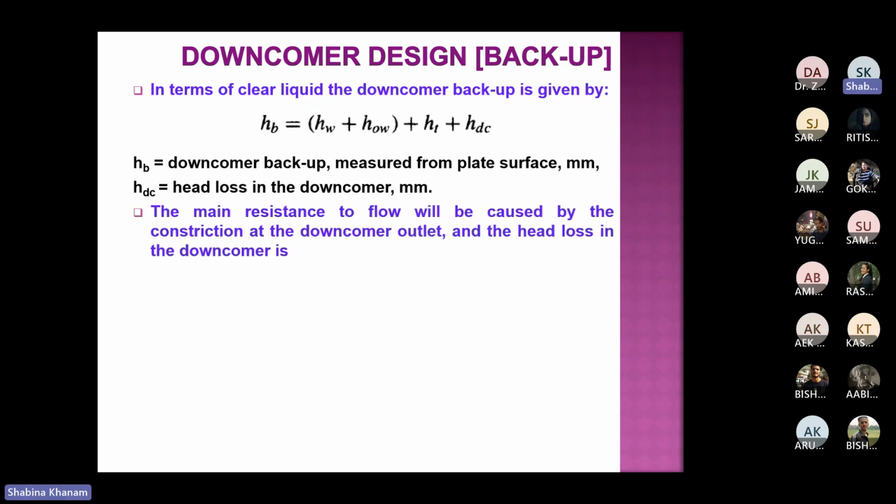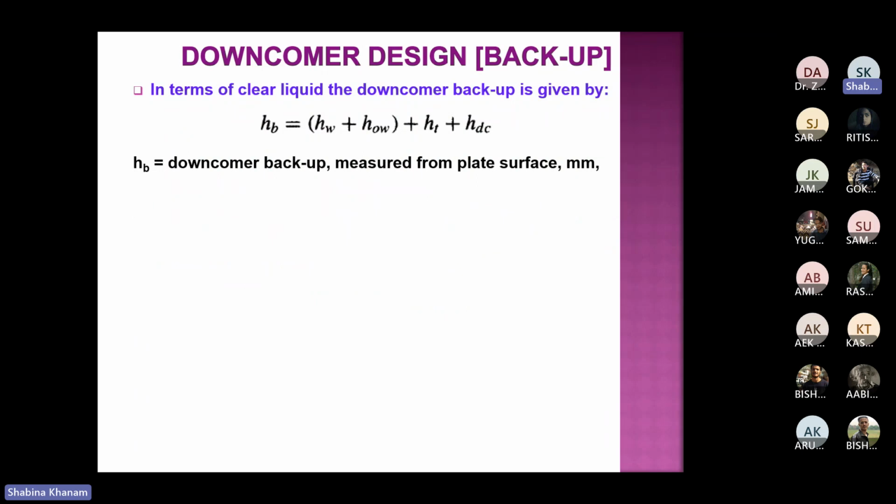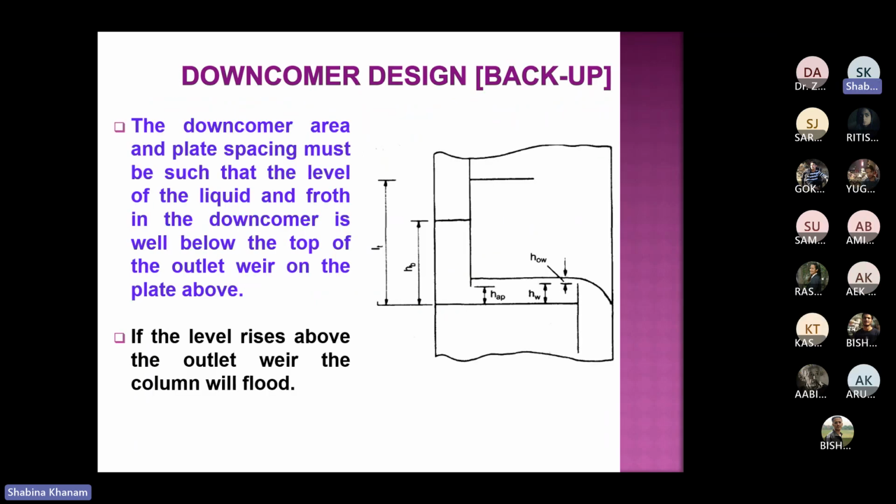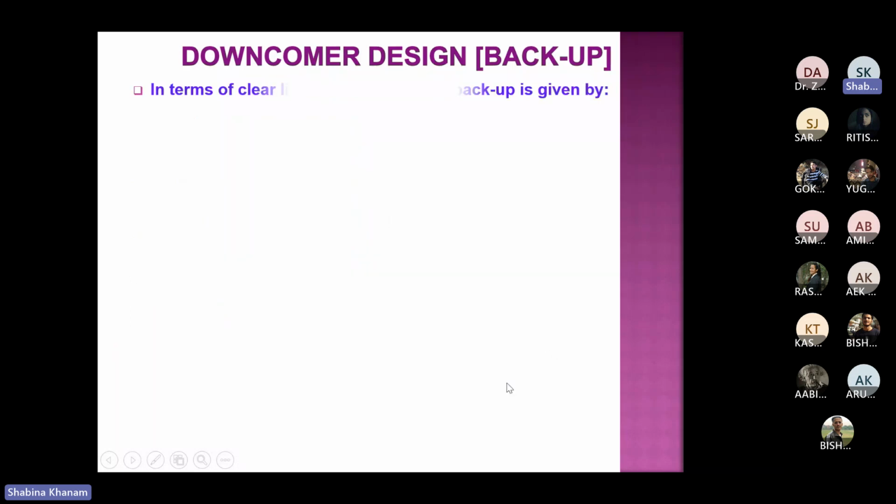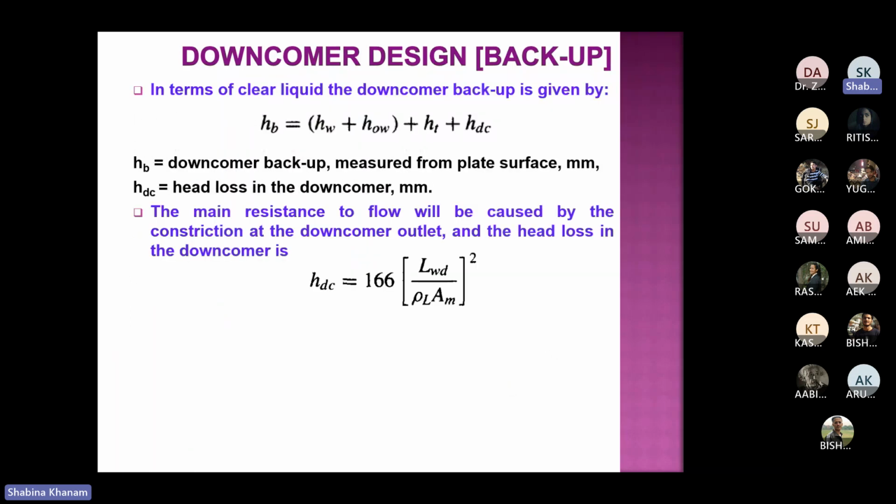The main resistance to flow will be caused by constriction at the downcomer outlet and head loss in the downcomer. So what is that point? That point is HDC only. And HDC, we have already discussed, should be based on this HAP. That we will see.